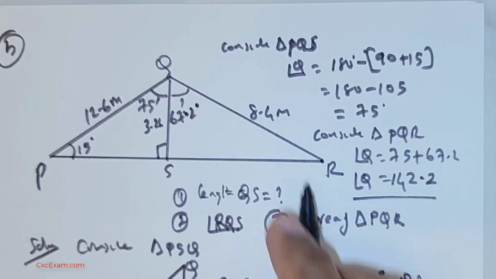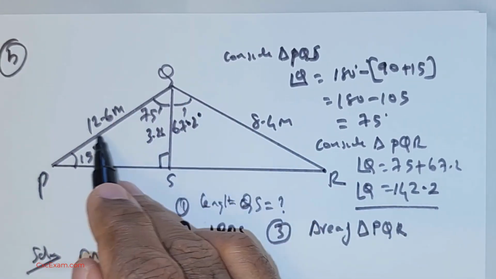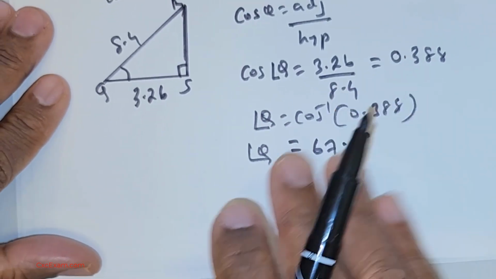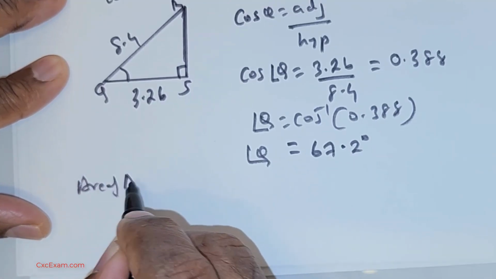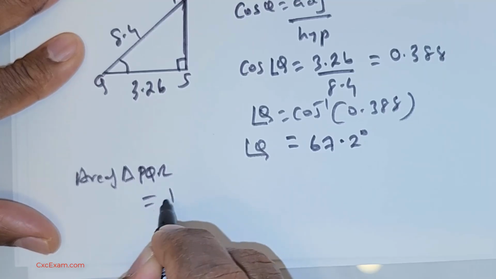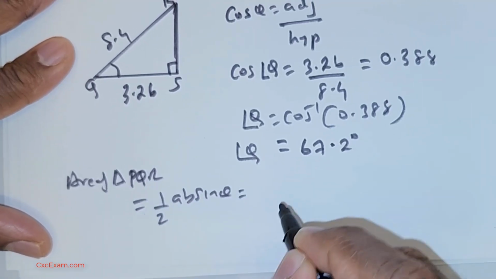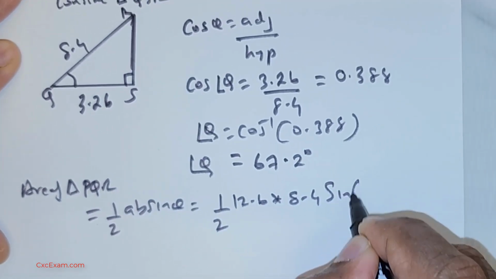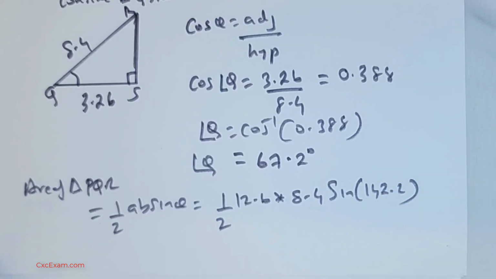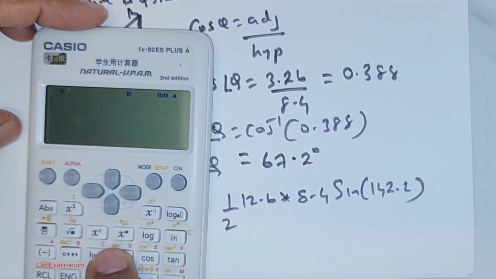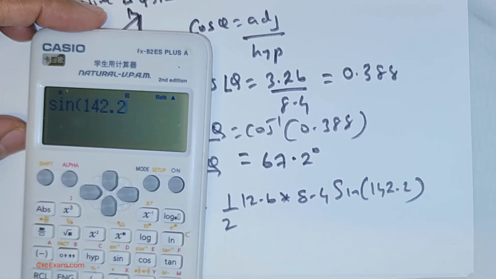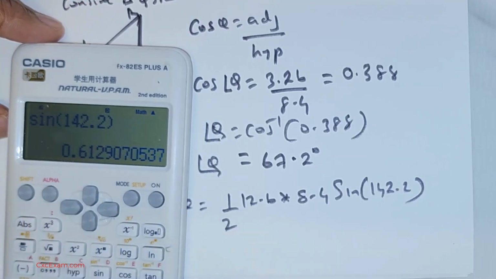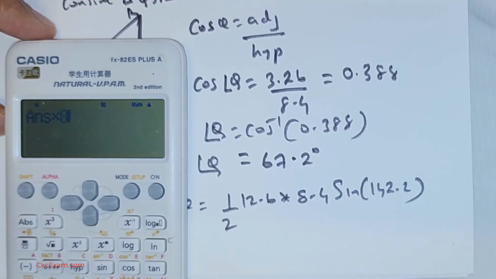Now we have to find the area of this. So the angle between the sides PQ and QR is going to be 142.2. So I'm going to write that down. Area of triangle PQR is equal to half times ab sine theta. This is the formula I'm using. So half times 12.6 multiplied with 8.4 multiplied with sine of 142.2. So let me just find out the value of sine 142.2. That is giving me a value of 0.61290.